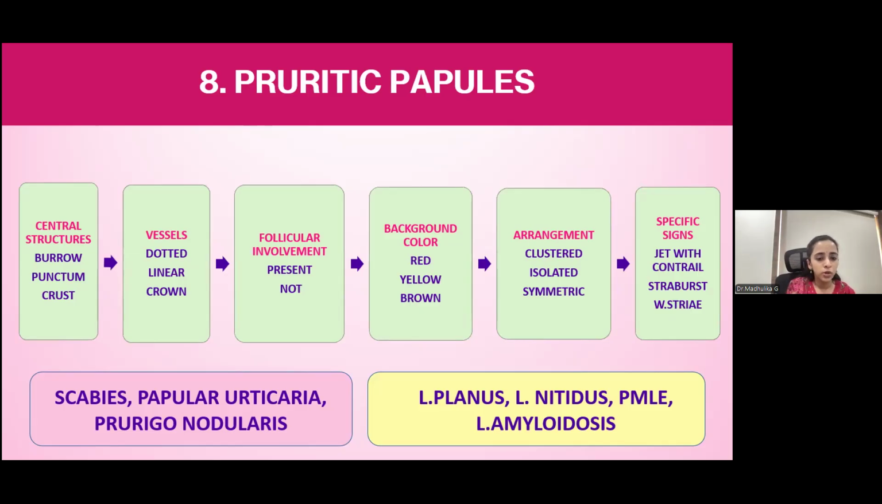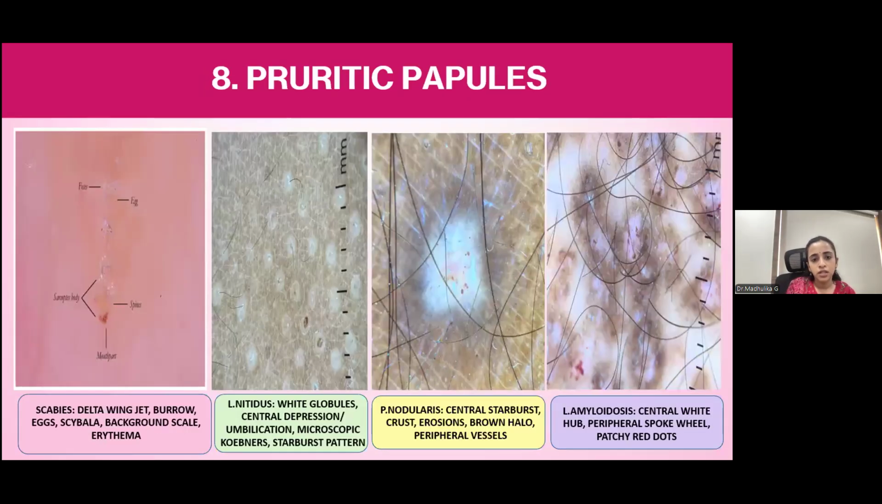These you can all look at. Next slide. A few examples: scabies, you see the jet with contrail appearance, where you see the mite at the end of the burrow, right? And then you see the eggs and the scybala, and a little bit of flakiness, scaling, and erythema you might also see in scabies.